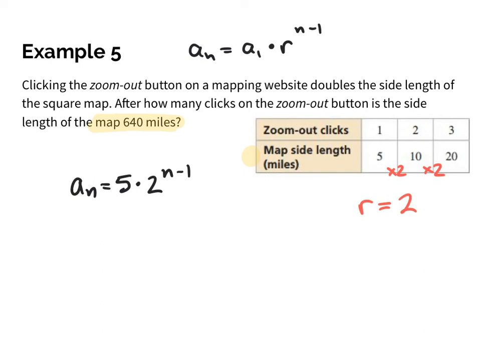The tricky part here is that I'm trying to figure out n: how many times is it going to take me to get to 640? So I'm going to take 640 and plug it right in where a sub n would go. My nth term is going to be 640. So that's going to equal 5 times 2 to the n minus 1. Now you're going to look at that and be like, oh my Lord, how do I solve that?